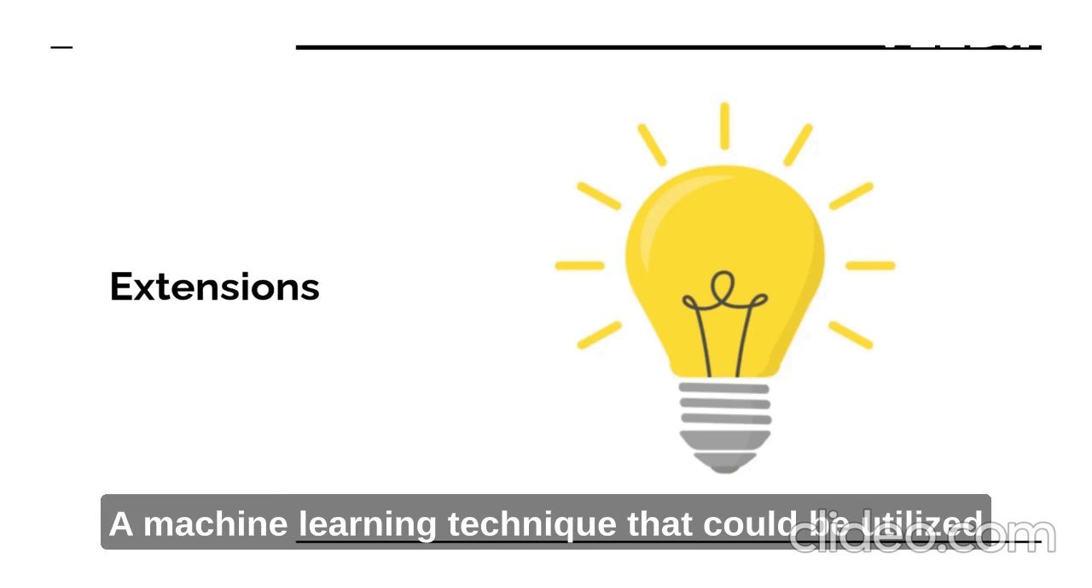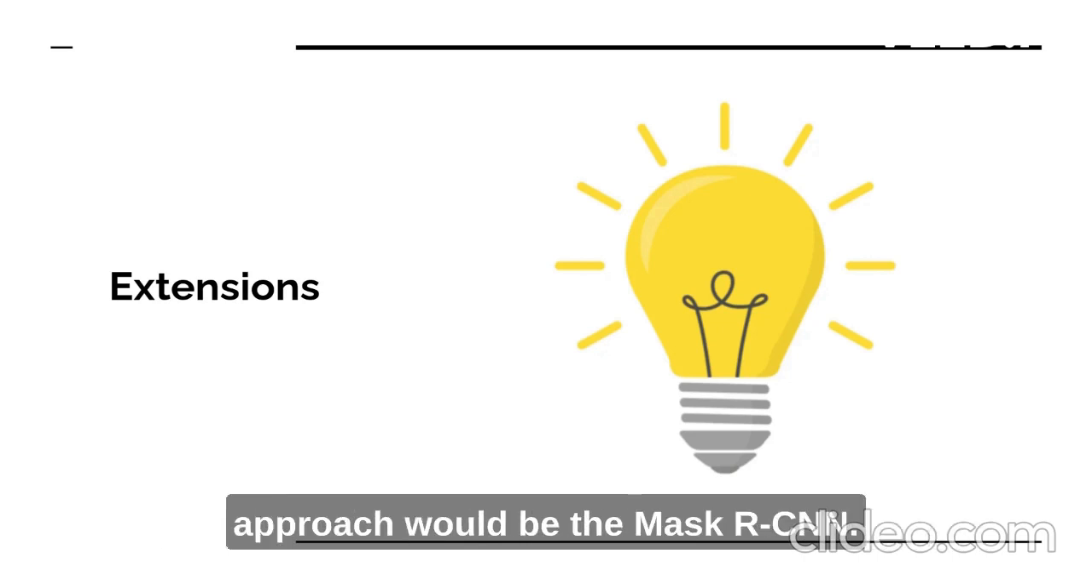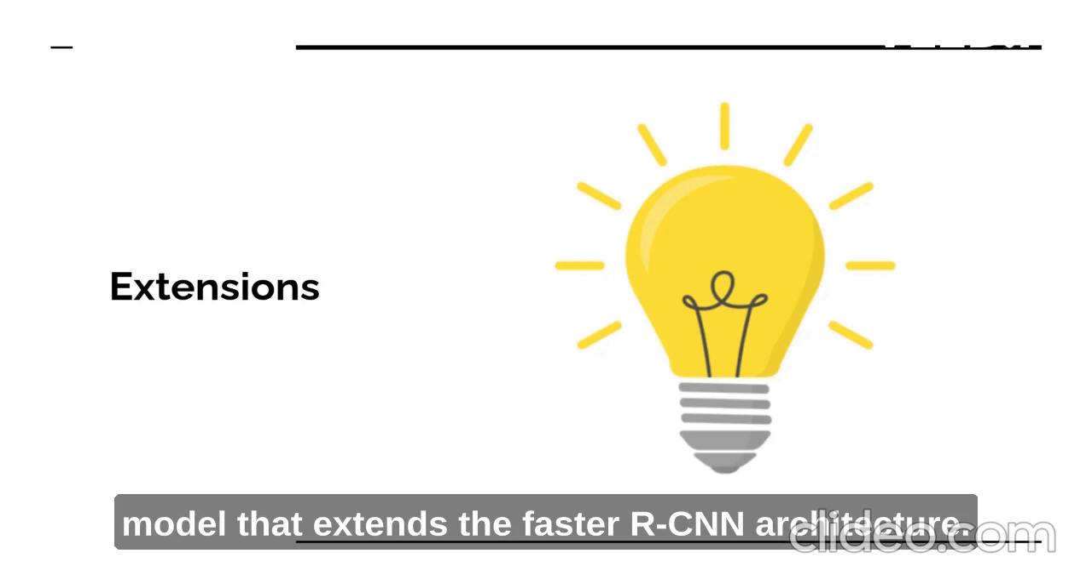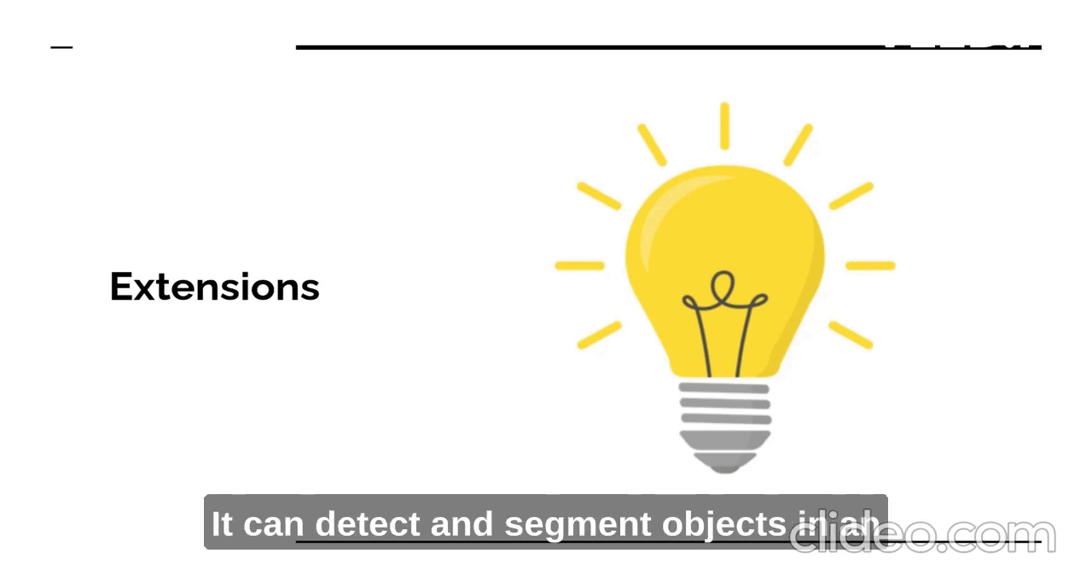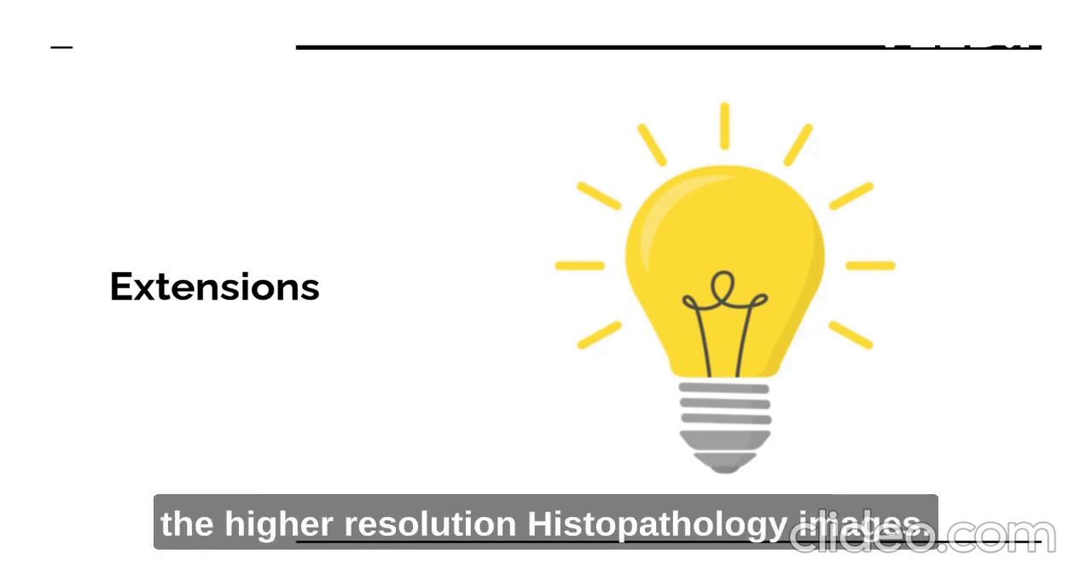A machine learning technique that could be utilized to solve this problem and further extend our approach would be the Mask-RCNN. Mask-RCNN is a popular instance segmentation model that extends the Faster RCNN architecture. It can detect and segment objects in an image, making it suitable for our task. By training the Mask-RCNN model with annotated data, we can teach it to accurately detect and segment individual cells in the higher resolution histopathology images.